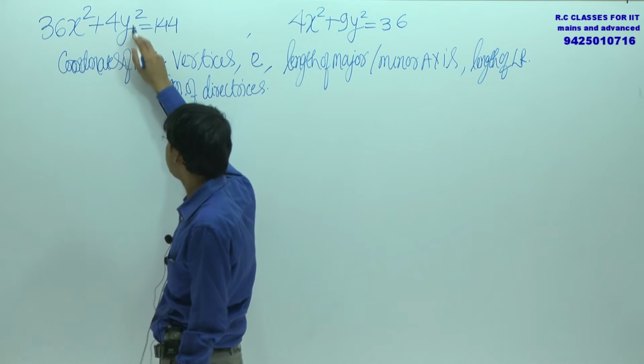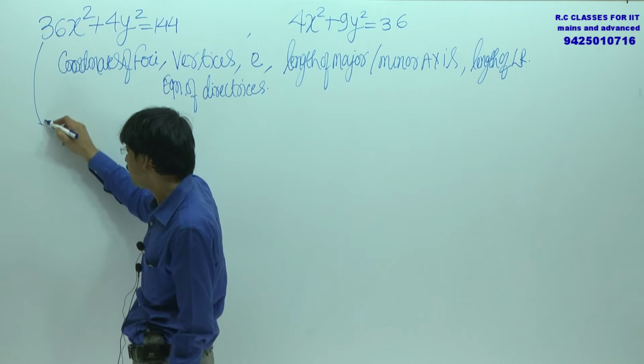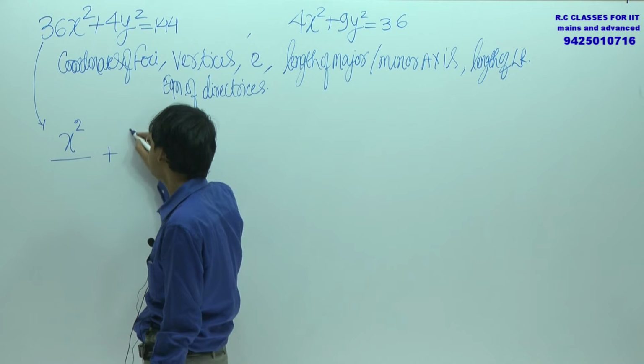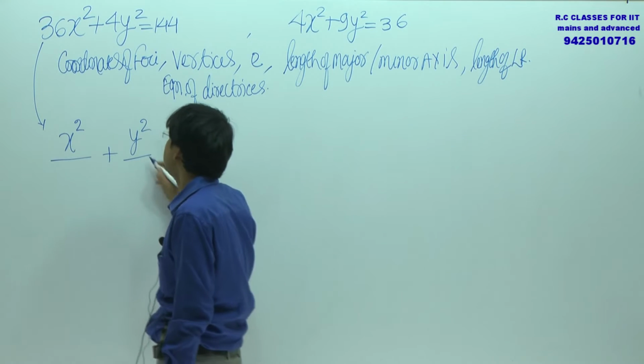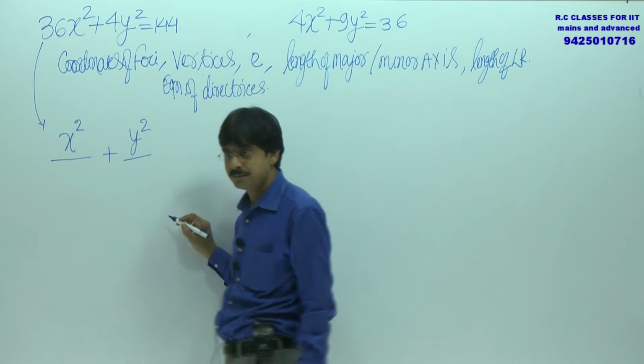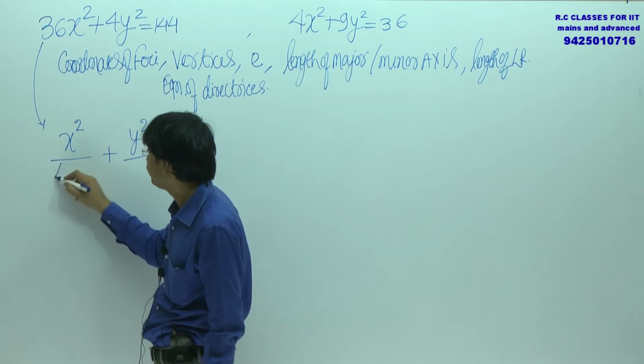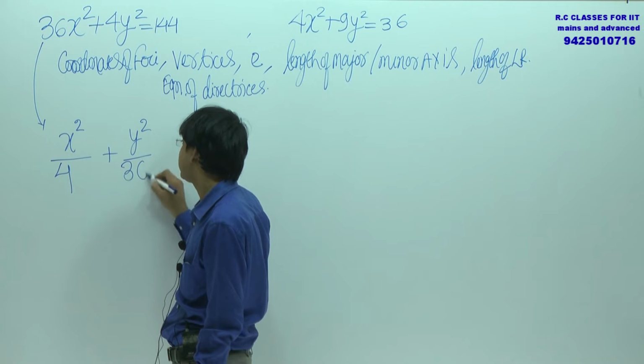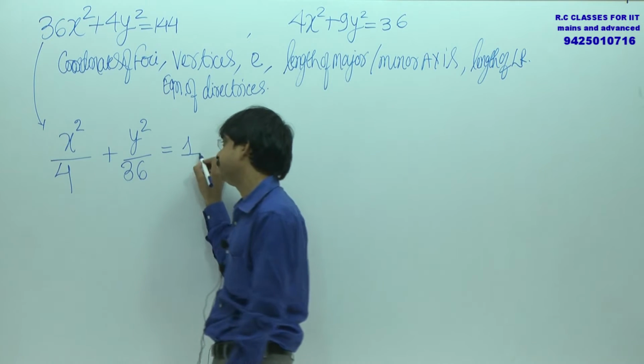36x square plus 4y square equals to 144. आपको स्टैंडर्ड फॉर्म में लाना है इसे. So what is that equation? x square divided by 4 plus y square divided by 36 is equals to 1.